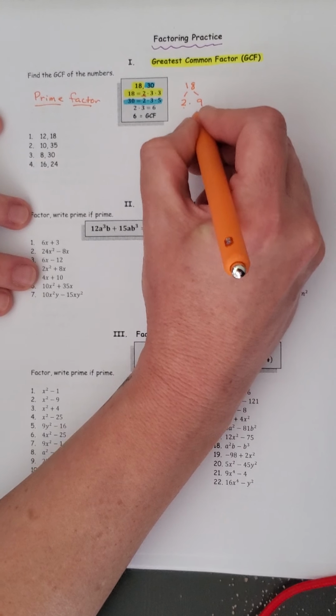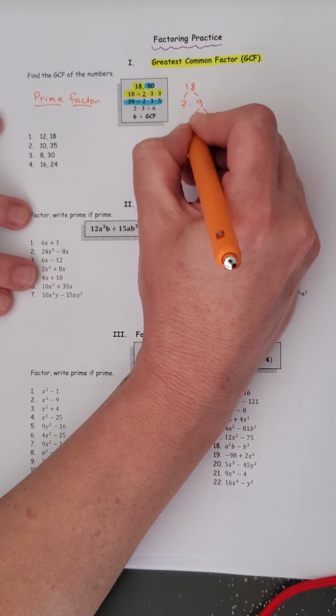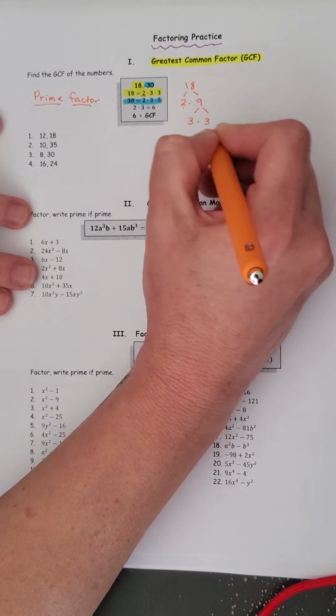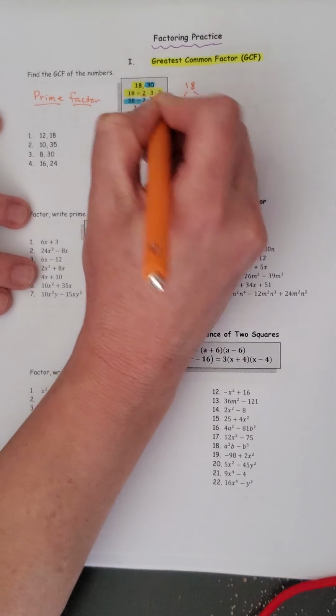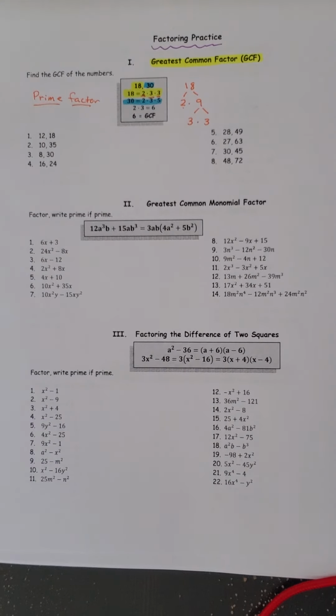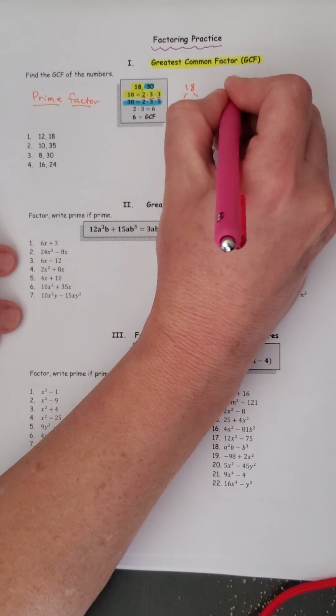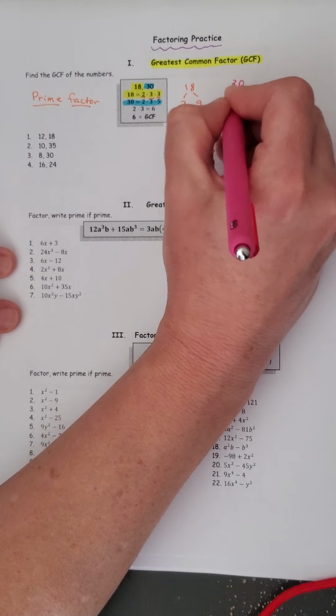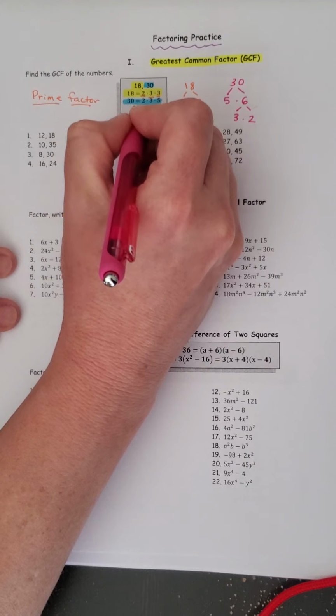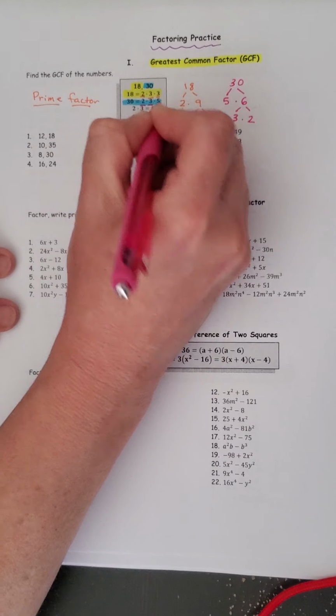It's only 1 times 2. And then I know that 9 is 3 times 3. These cannot divide anymore. And so 3 times 3, there are your factors of 18. Now, your factors of 30. I know that 30 is 5 times 6. And then 5 is fully factored, but 6 is 3 times 2. And so my factors of 30 are 2 times 3 times 5.